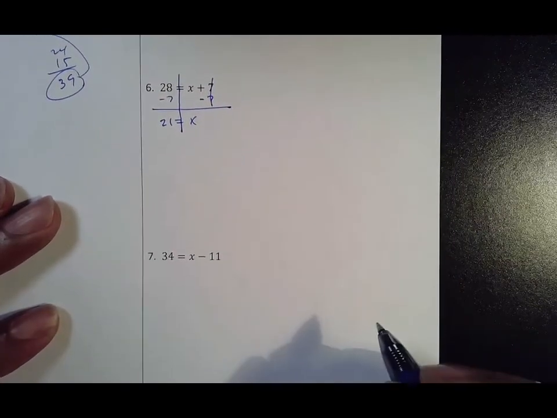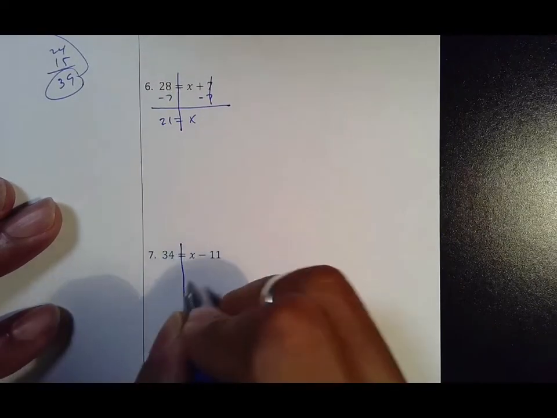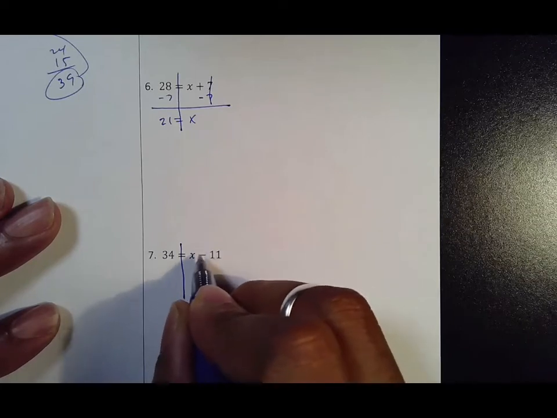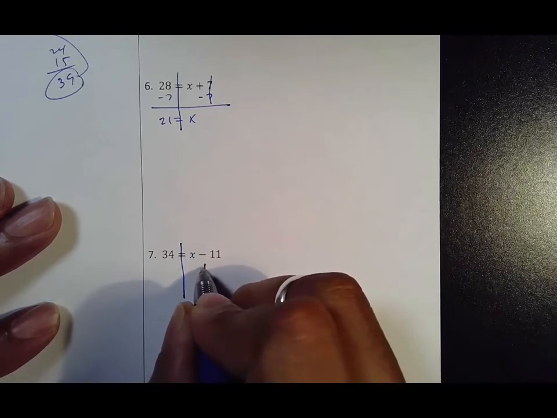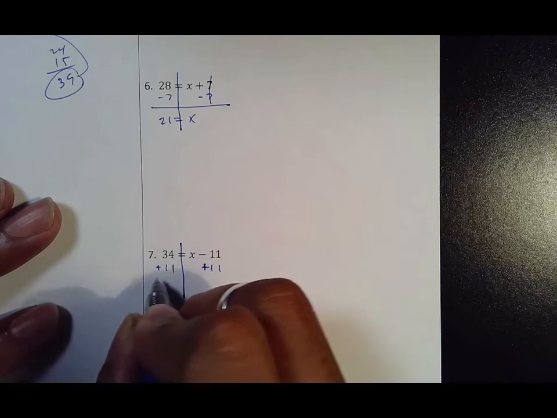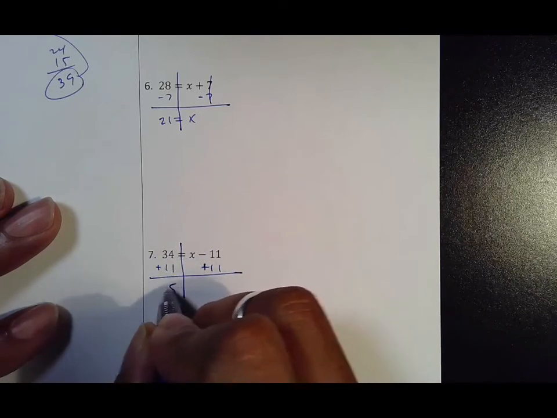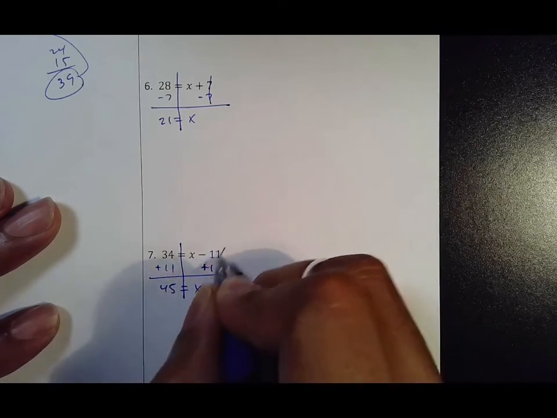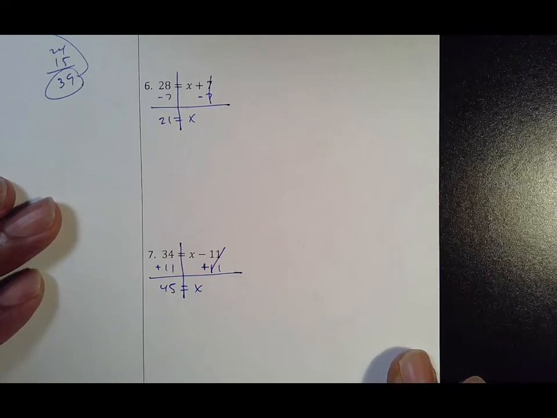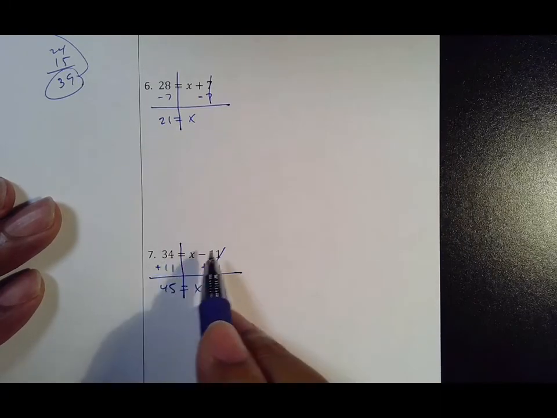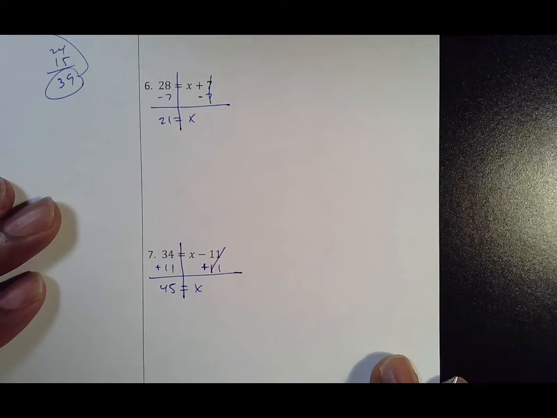34 equals x minus 11. Well, again, find your variable, find the number that's with it that needs to go. We move this by adding 11, and by adding 11, 34 plus 11 is 45. Your 11s cancel, and that is it. 45 minus 11 would be 34.